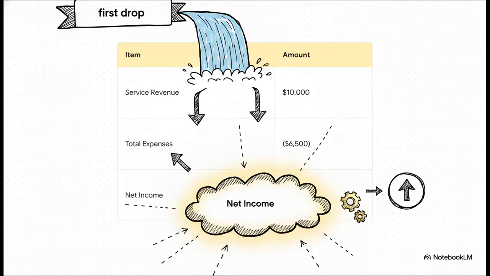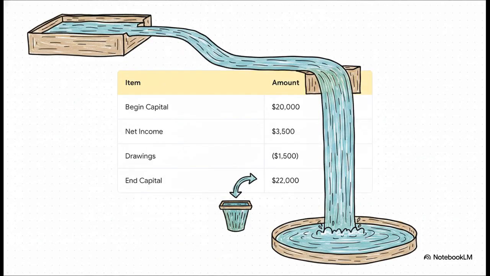We pull our service revenue, which is $10,000, and we subtract our total expenses of $6,500. That leaves us with a net income of $3,500. And that specific number, that is the absolute key to unlocking the very next step. Now, watch how that exact $3,500 net income flows right down into the owner's equity statement pool. Just look at the logic here.